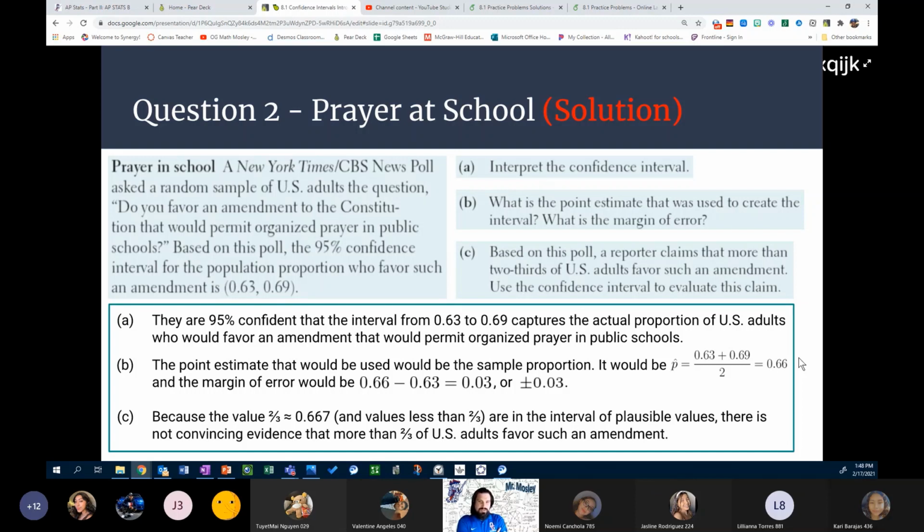B, the point estimate that would be used would be the sample proportion. The context of the question is about proportions of the population. It would be p hat equals (0.63 plus 0.69) divided by 2.